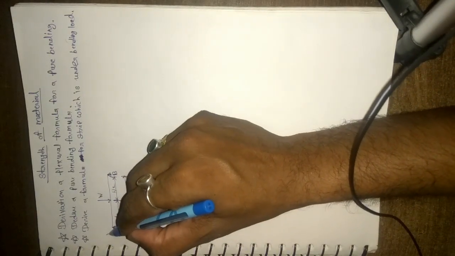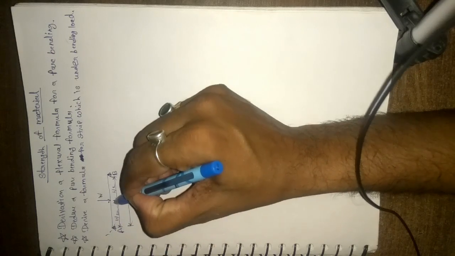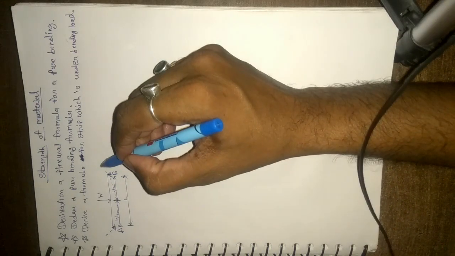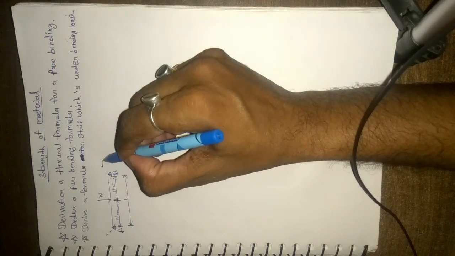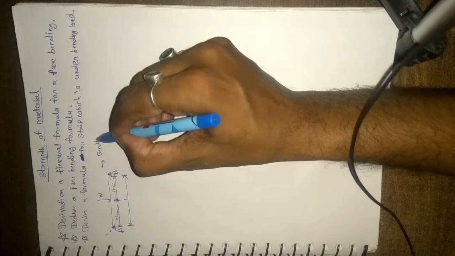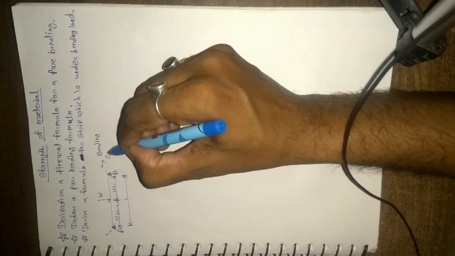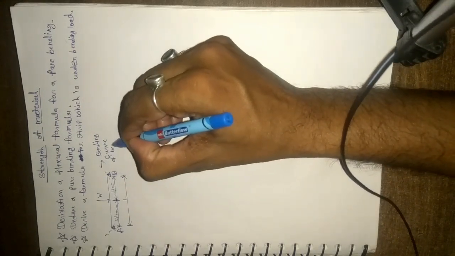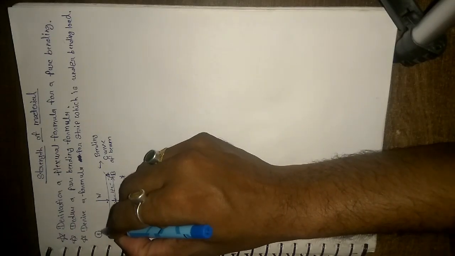By this load there will be a curve created after this bending. So this curve will be known as a bending curve of the beam. So this is a general diagram which normally shows the bending of a strip.